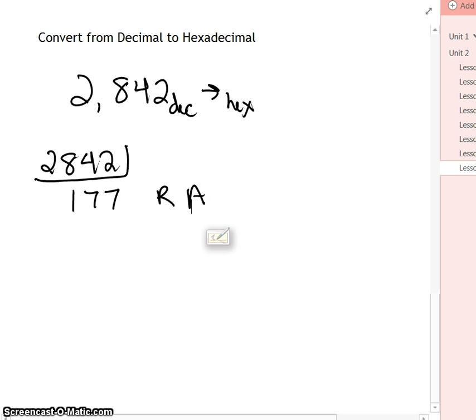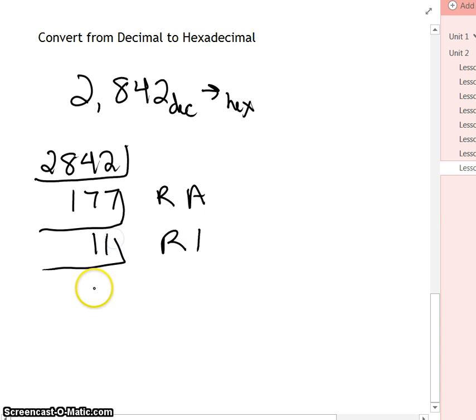Oh yeah, we get to use hexadecimal right away. 177 divided by 16 is going to give us 11, remainder 1. And 11 divided by 16 is going to give us 0 with a remainder of B. So remember 11 is B in hexadecimal. So we read bottom to top. So our answer is B1A.